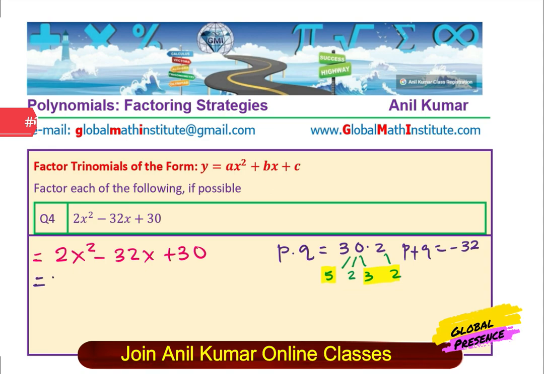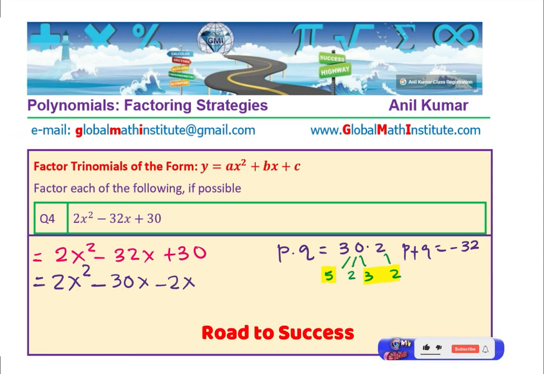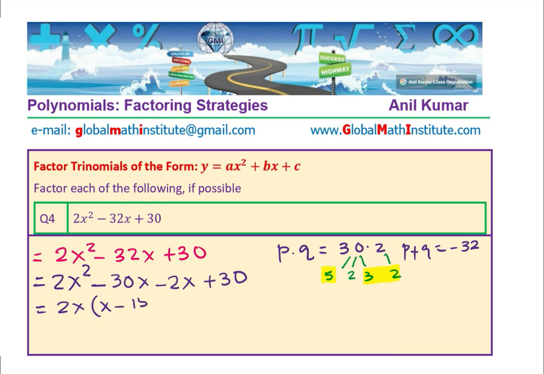So we are going to write this as 2x squared minus 32 can be written as a combination of minus 30x and 2x plus 30, correct? So first two terms get 2x common and we get x minus 15 here. And here also we have 2 common and therefore we have x minus 15. So now x minus 15 is common factor. We get 2x minus 2. You notice that 2x minus 2 means 2 is also common, right?